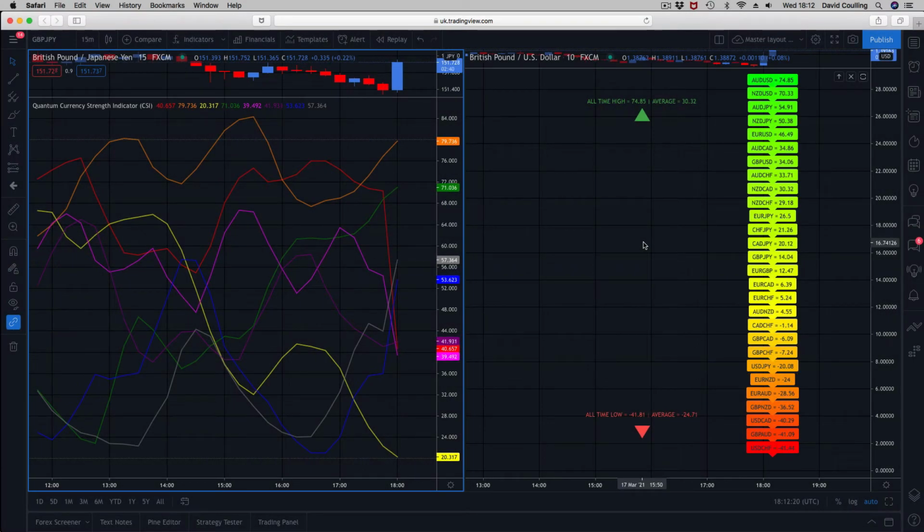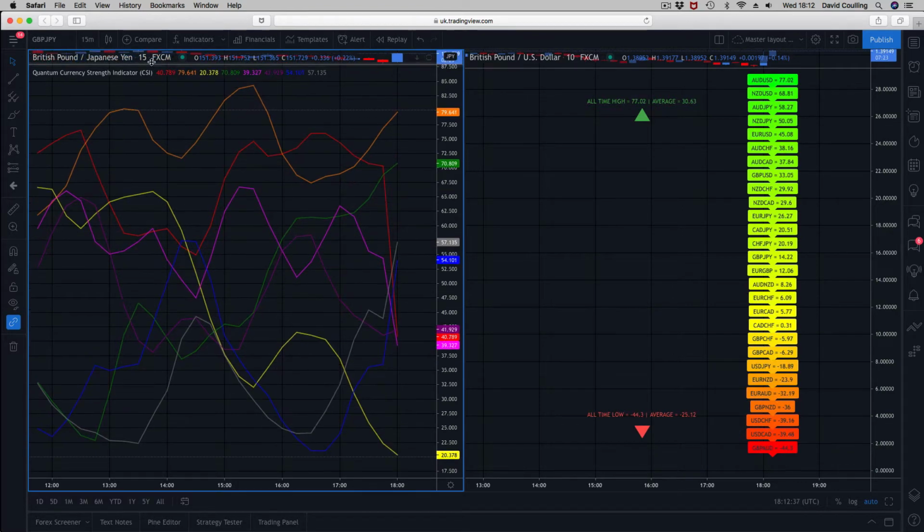I wanted to show you the currency strength indicator and the currency matrix working in tandem, just to show you how they complement one another. On the left hand side is the currency strength indicator, and I've got that set to a 15-minute time frame. Let's pull that up a little bit. There we go, that's on 15. And then this one, the currency matrix, I've got set to a 10-minute time frame.